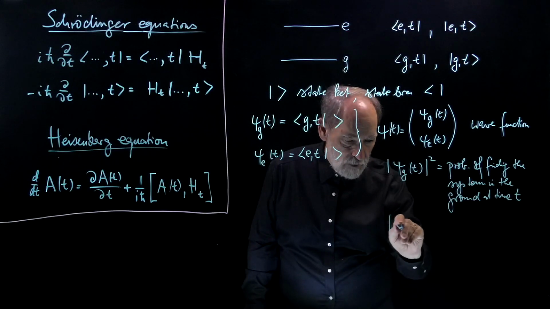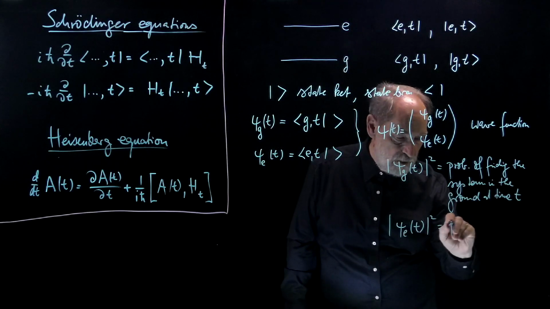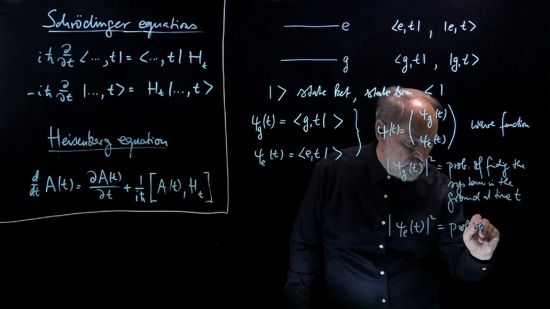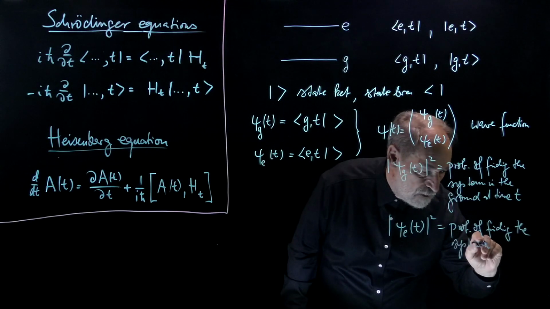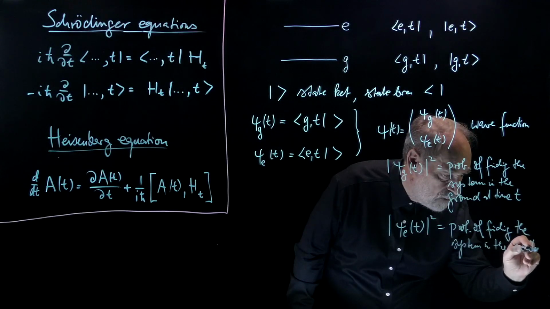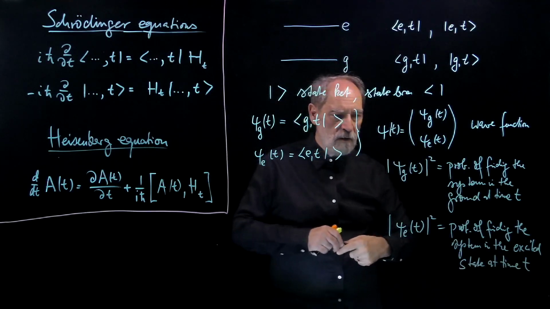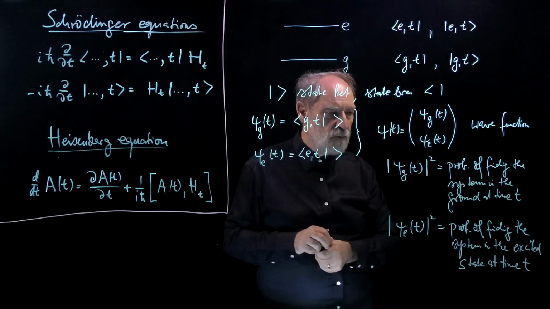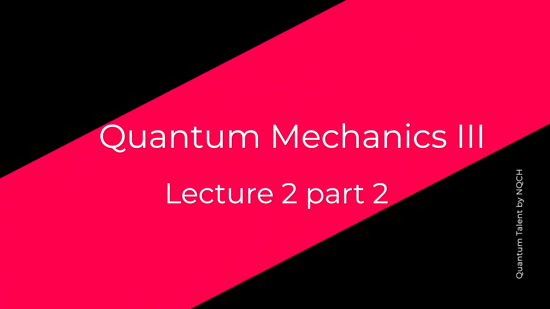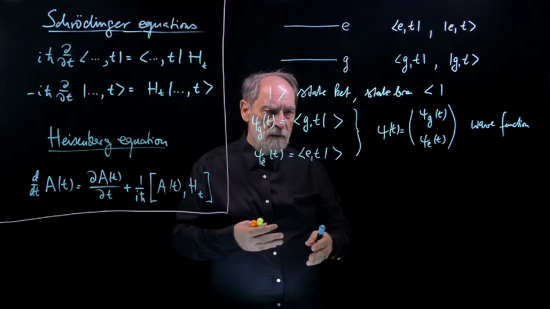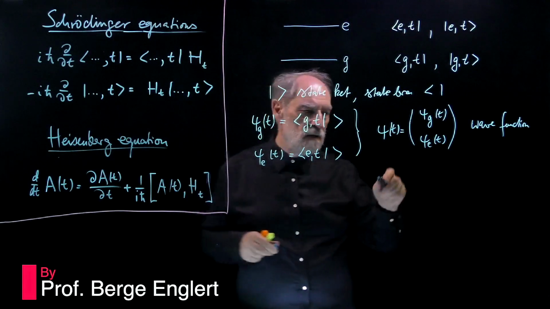And likewise, if I square the other component, the amplitude for the excited state, well, that will be the probability of finding the system in the excited state at time t. So we can now talk about following the system in time and assign probabilities for the ground state and the excited state as functions of time. In a situation like this, we usually know what these probability amplitudes are at the initial time, say t equals 0.